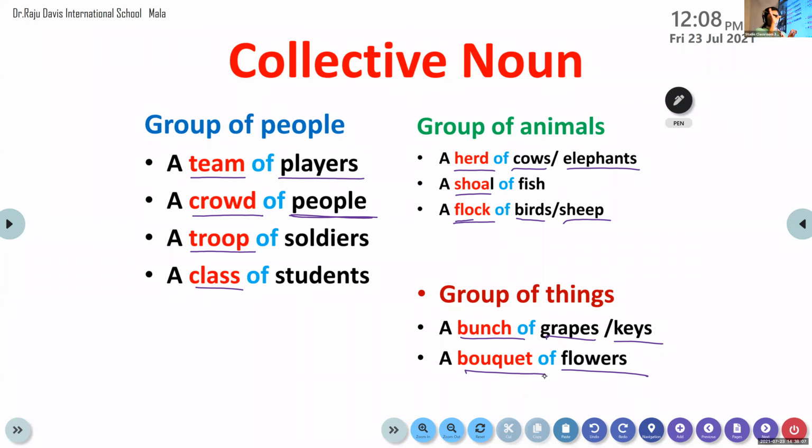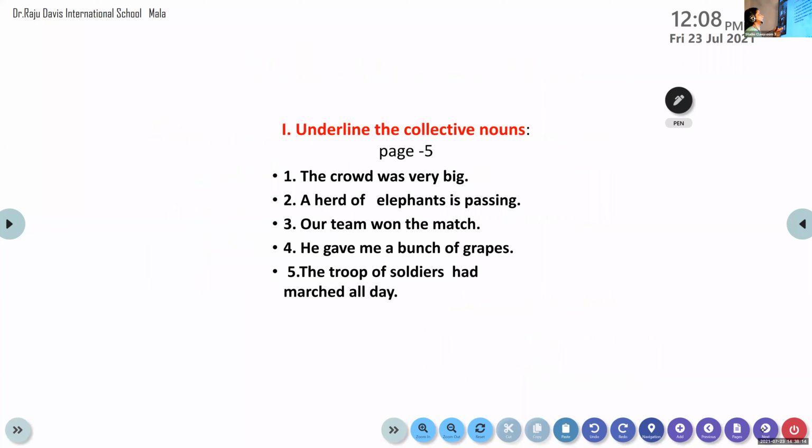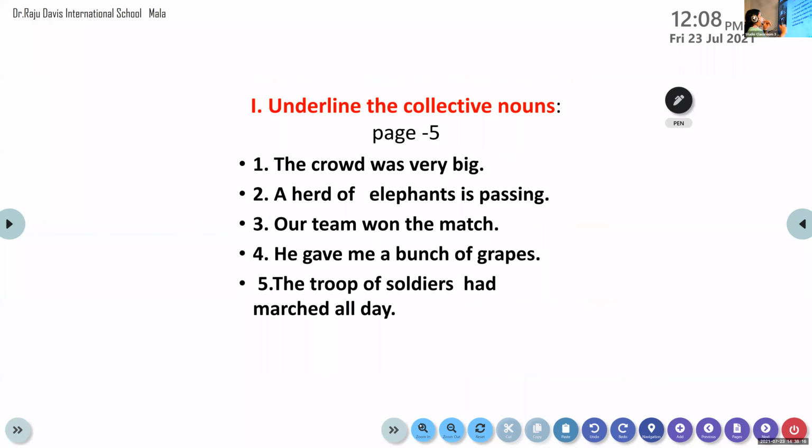So the options will be given for you. You have to click on the right options. You know it. You have already done a class test. Here we are going to identify the collective noun from the given sentences.